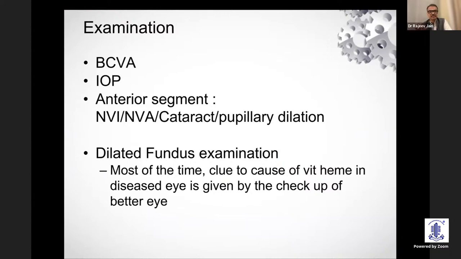Examination includes best corrected visual acuity, IOP. Don't forget to examine the anterior segment very well, because a lot of times, being posterior segment surgeons, we just start with indirect, and later on we do the slit lamp examination when we think that there may be something which we might be missing, like NVI or new vessels in angles, cataract, which may help you in deciding the management, and the pupillary dilatation. Most of the time, the clue to the cause of vitreous hemorrhage in the diseased eye is given by the checkup of the better eye.